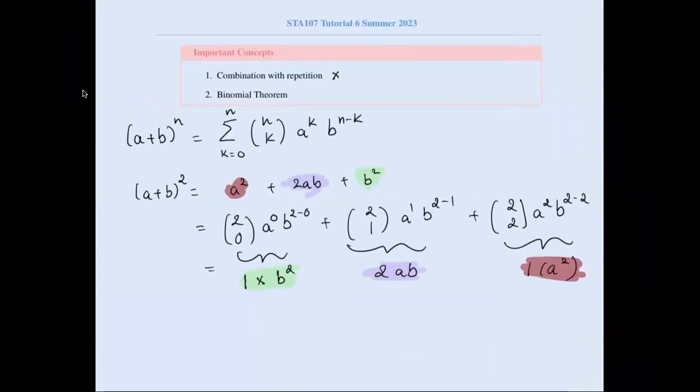Any question about this formula? You should really know this. This will come again later in the course when we talk about random variables.